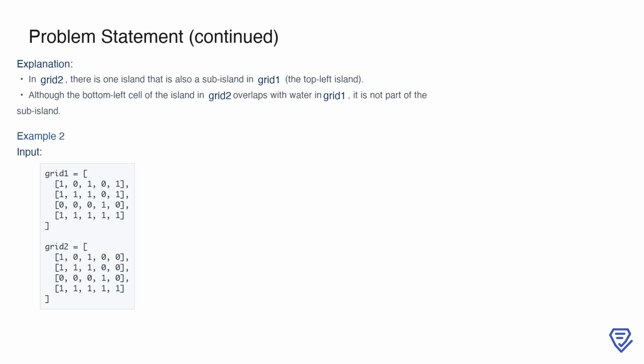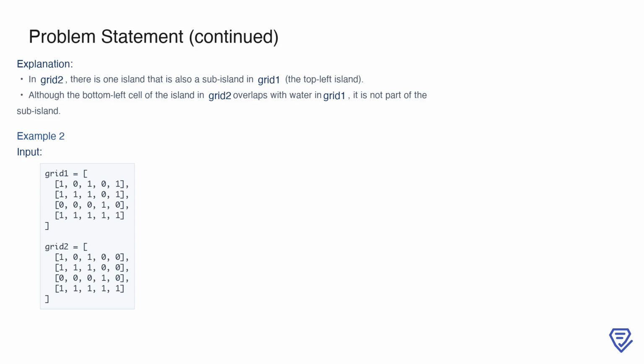To further clarify, in the first example, the top left island in grid 2 qualifies as a sub-island because every cell in this group of ones corresponds to a land cell in grid 1. However, the bottom left cell in grid 2 does not align with land in grid 1, so it is excluded from being part of a sub-island. Moving to the second example, we have two grids where grid 1 contains several distinct islands, and grid 2 also has multiple islands. The output in this case is 2.